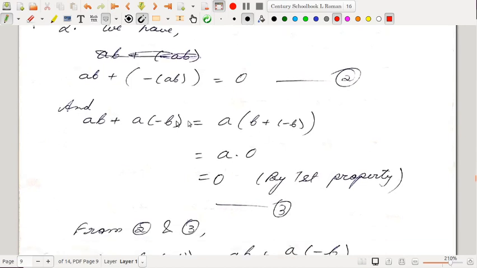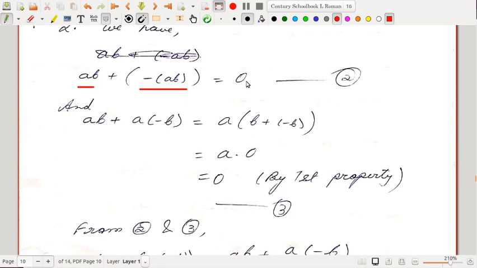Then we have ab plus its additive inverse is 0. This is always true. Now what is ab plus a into minus b?